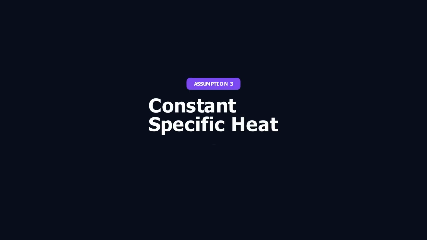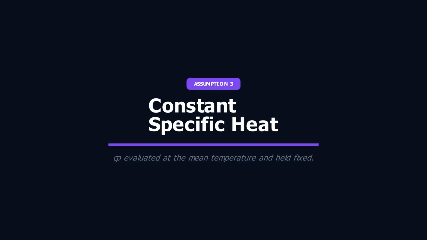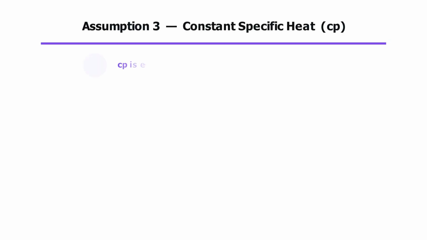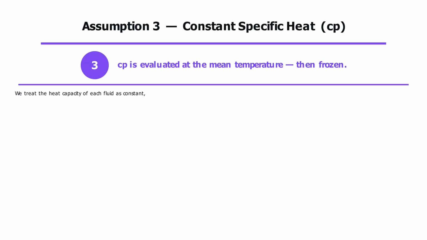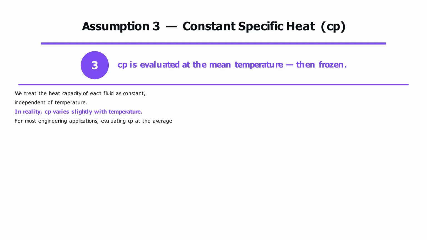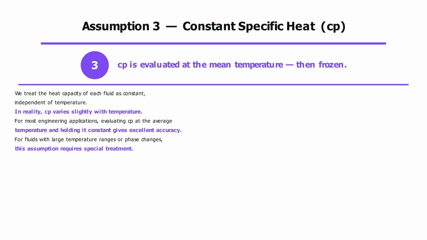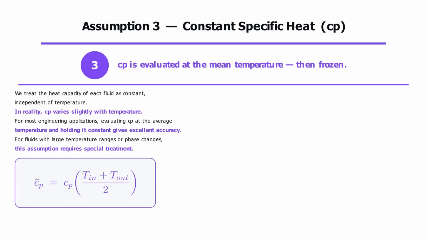3. Constant specific heat. We treat the heat capacity of each fluid as constant, independent of temperature. In reality, CP varies slightly with temperature. For most engineering applications, evaluating CP at the average temperature and holding it constant gives excellent accuracy. For fluids with large temperature ranges or phase changes, this requires special treatment.